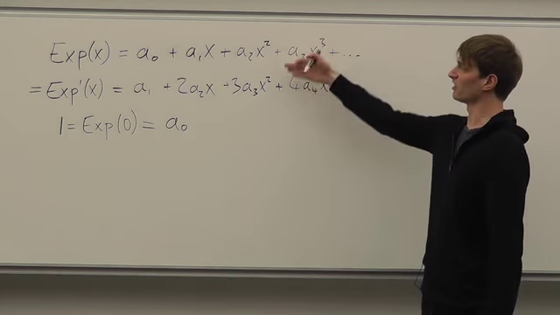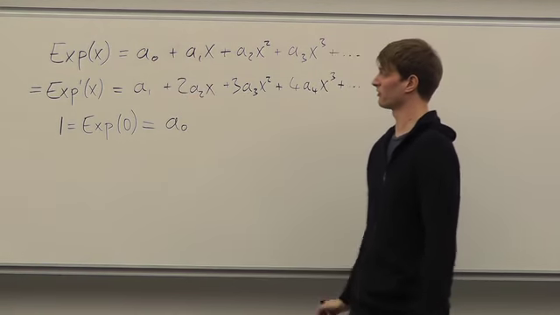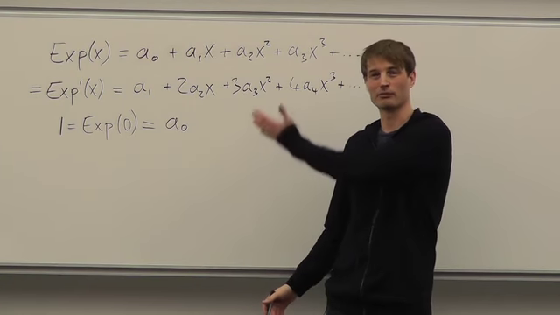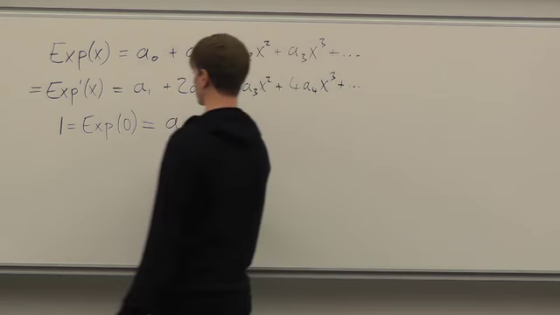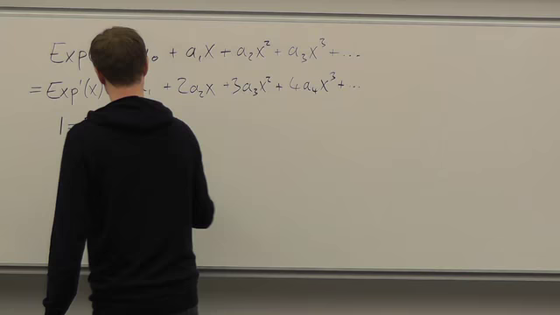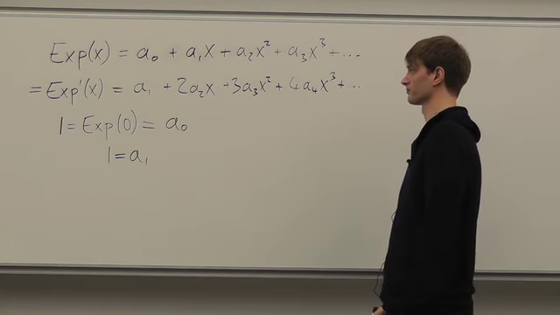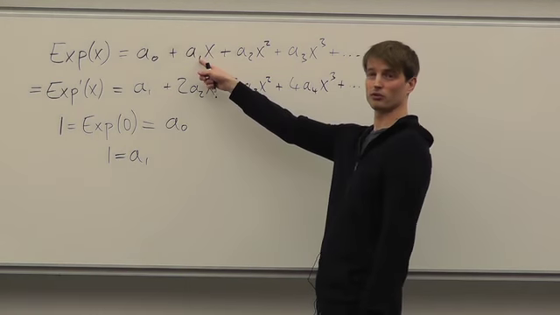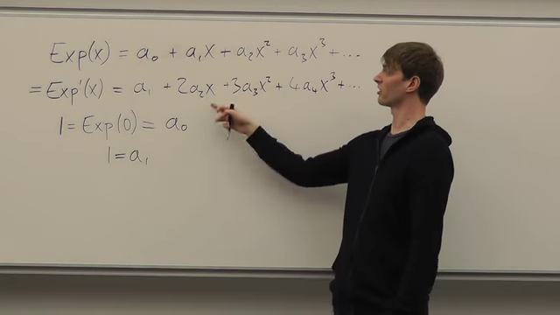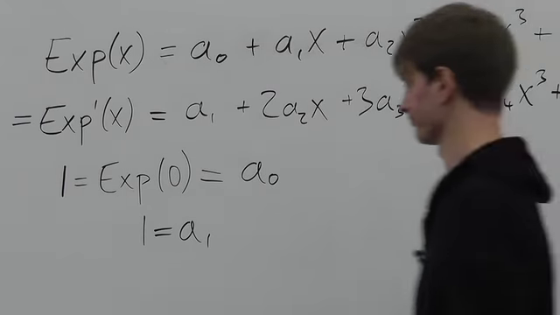And now I look at this equality. If a0 is equal to 1, then by matching powers of x, I know that a1 has to be equal to 1, because it's just the constant term in this power series. So we got a0 equals 1. That's going to imply that a1 is also equal to 1. And if a1 is equal to 1, then the coefficient of x on the top line is 1, and the coefficient of x on the bottom line also has to be 1. So that tells me that a2 has to be a half.